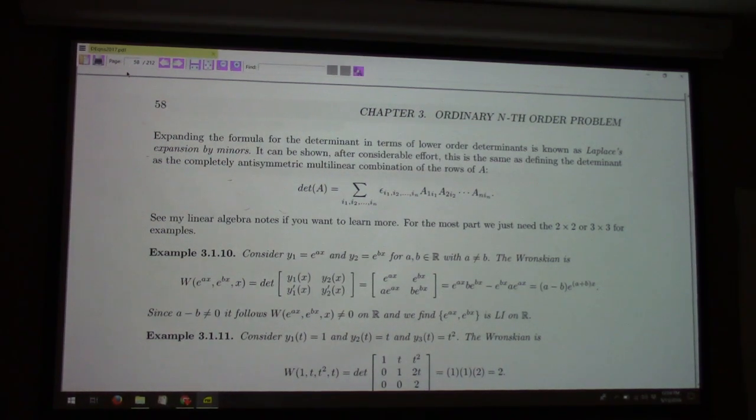So if you wanted a formula for a determinant of an n by n matrix, there's the formula for you. Okay?